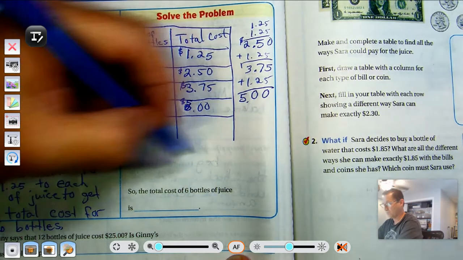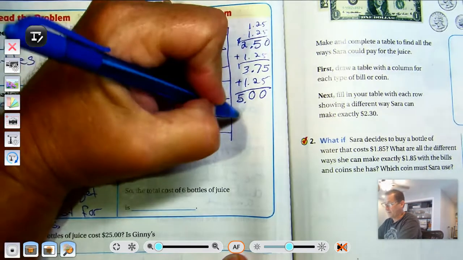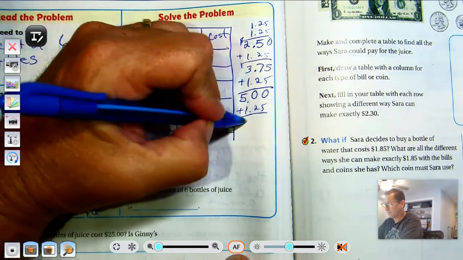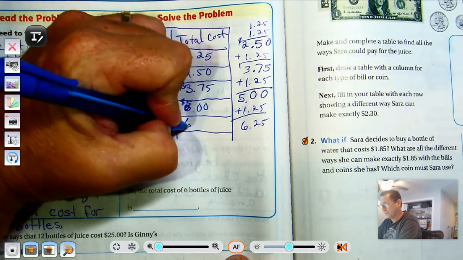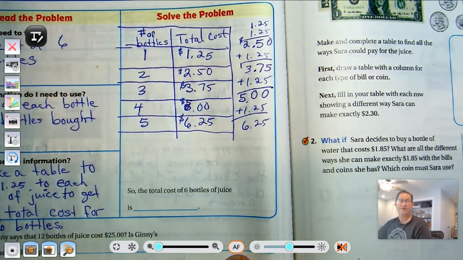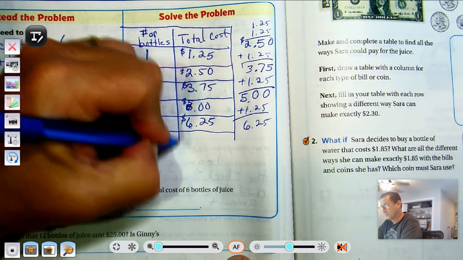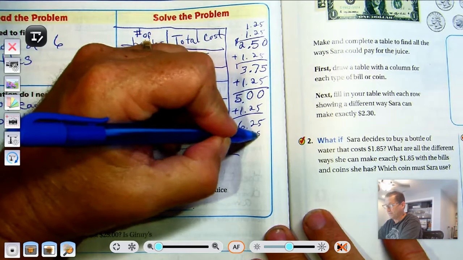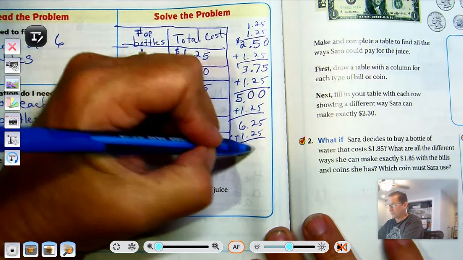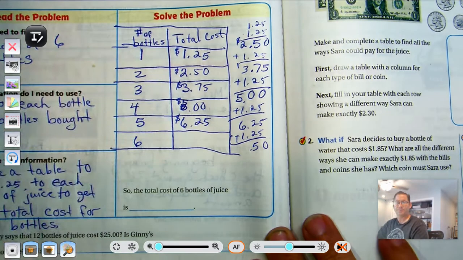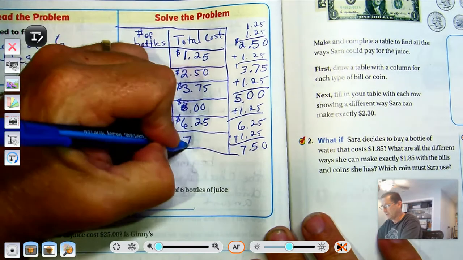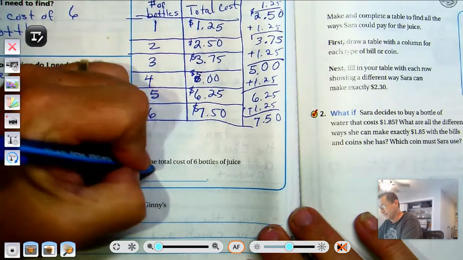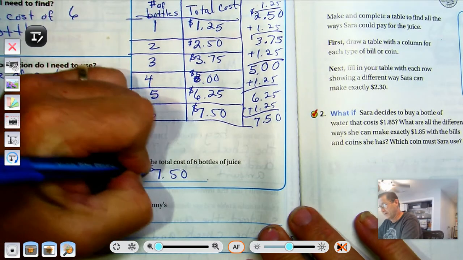I buy the 5th bottle, I'm going to add $1.25 to that. $5 plus $1.25. Well, 5 plus $1 is 6, plus the 25 cents, $6.25. And our 6th bottle, again, just add $1.25 to the $6.25. 25 cents and 25 cents is 50 cents. And $6 plus $1 is $7. So 6 bottles of juice would cost me $7.50.